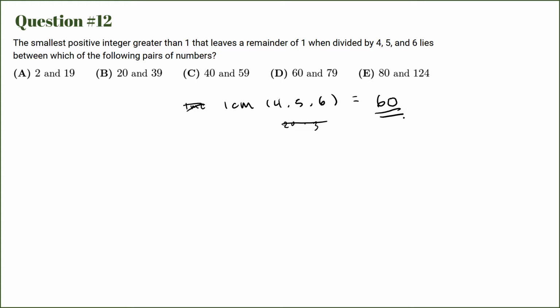To find the least common multiple of three numbers, you just take it two numbers at a time. So find the least common multiple of 4 and 5 first, and then find the least common multiple of that and 6 to get 60. If you want the smallest positive integer to have a remainder of 1, you would just add 1 to this number to get 61. And that lies between 60 and 79, so D.